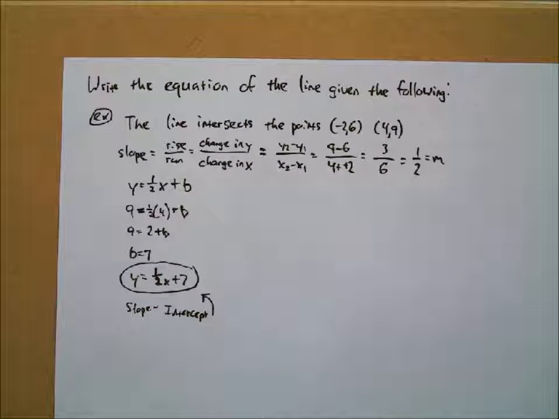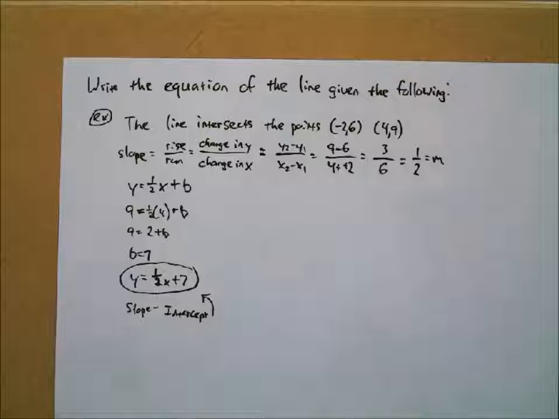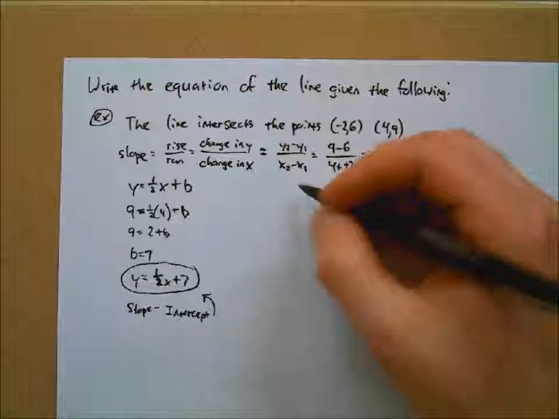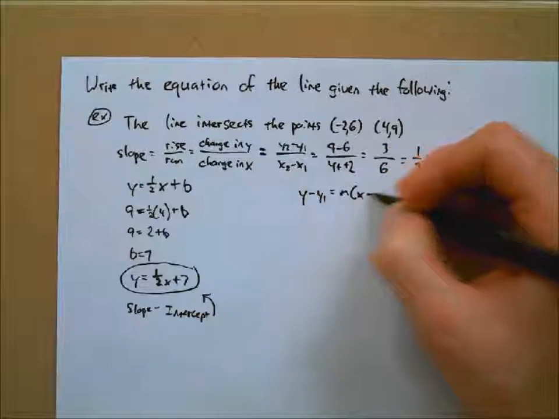Do we have a point on our line? Yeah, we got two of them, right? We got 2 points. Pick one. And then the slope. And we just found the slope. So we don't need to find the y-intercept for point-slope form. Let me just show you. Again, point-slope form is y minus y1 equals m times x minus x1.